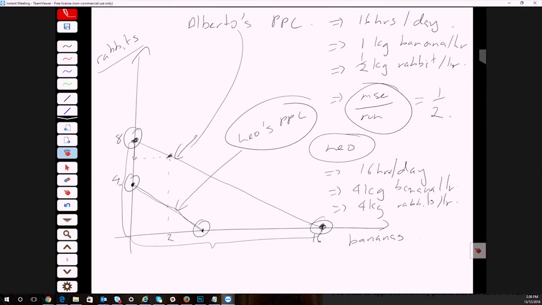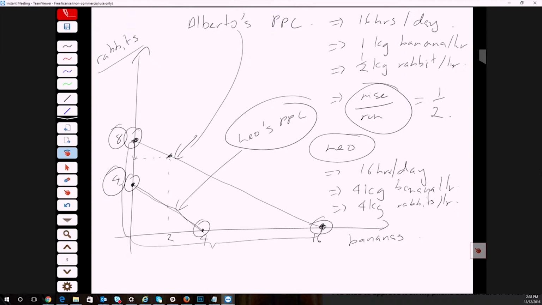So the fact that Alberto can produce 16 units instead of 4 units of banana means that he's got an absolute advantage in producing bananas. And the same can be said for rabbits, because Alberto can produce 8 units compared to Leo's 4 units. So from this, we can identify who's also got the absolute advantage.